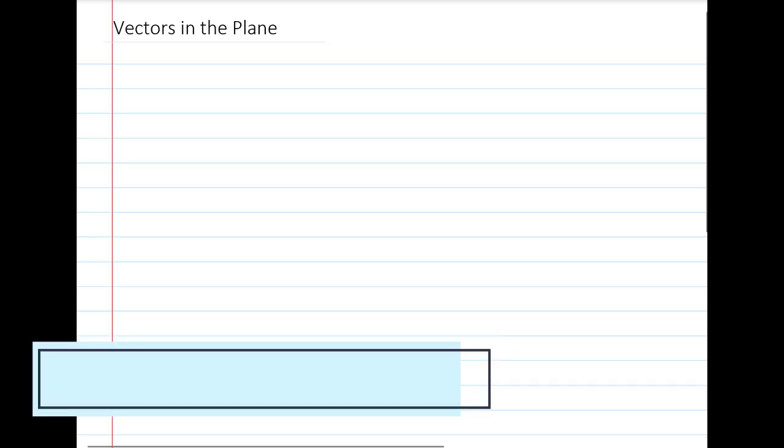Alright guys, in this section we're going to be discussing vectors in the plane. And vectors are very useful tools for modeling and solving real-life problems. There are quantities such as force and velocity that involve both a magnitude and direction and cannot be completely represented or characterized by a single real number.